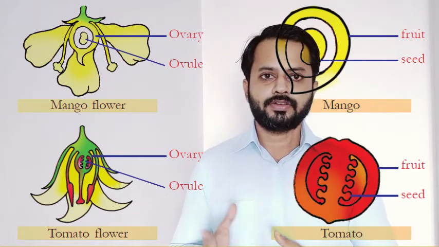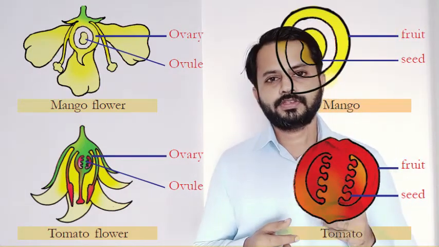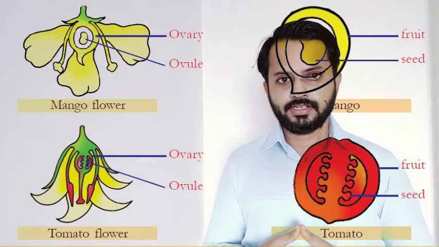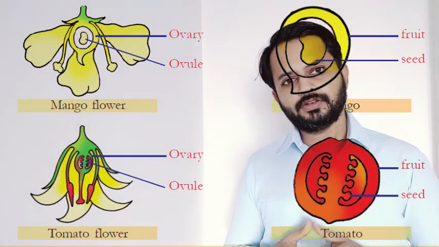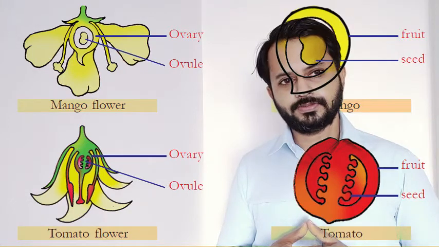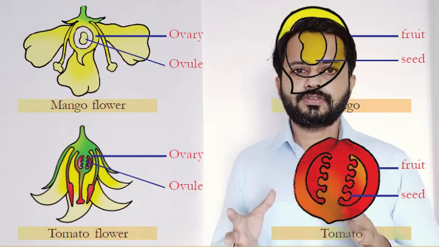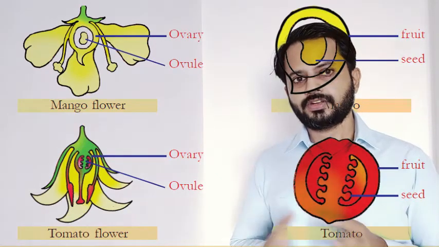You can see the examples of mango and tomato here. But there's a difference between mango and tomato. Mango contains only one seed, but tomato contains many seeds. Look at the flowers of mango and tomato. In mango, inside the ovary, only one ovule is there, so we get one seed. But in tomato, inside the ovary, there are many ovules. As we have discussed before, ovule changes to seed and ovary becomes the fruit. So if there are more ovules inside the ovary, we get more seeds.